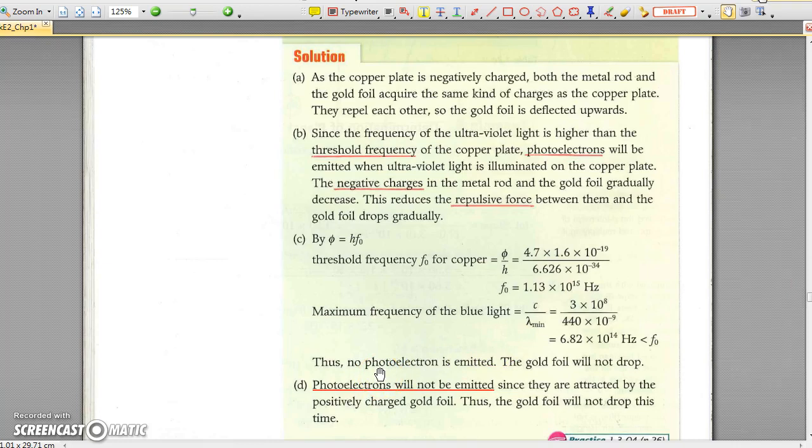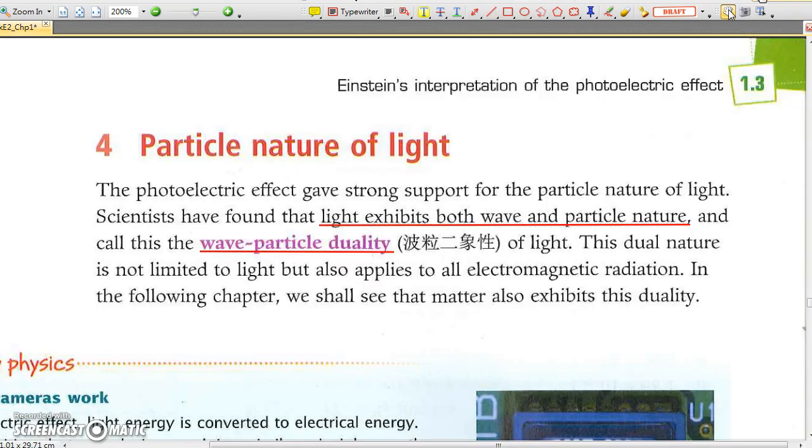And why? Because even if they were emitted, they will be attracted by the positively charged gold foil immediately. So the photoelectron can never escape. Well, we used to believe that light is a kind of wave. And in this chapter, you can see in some very special cases, we have to take light as particle. And we call this the wave-particle duality of light.